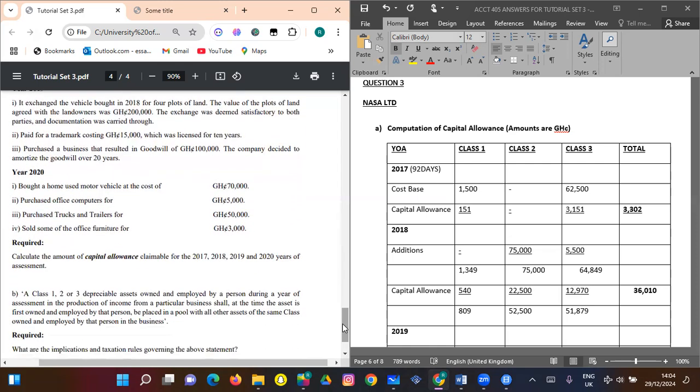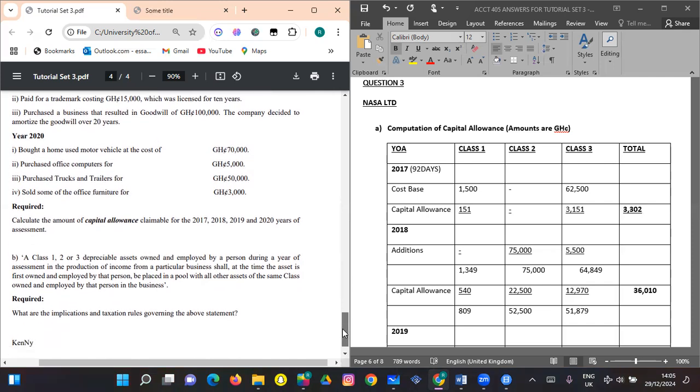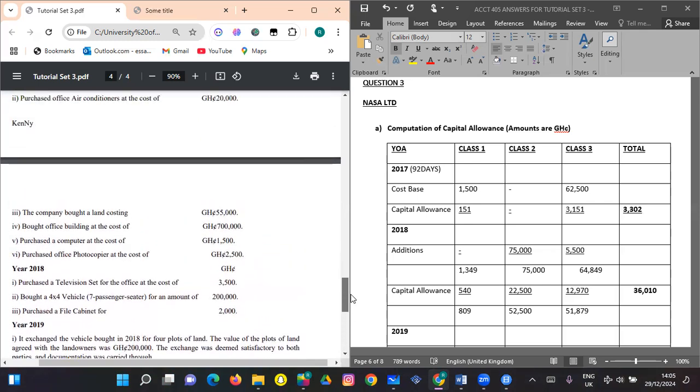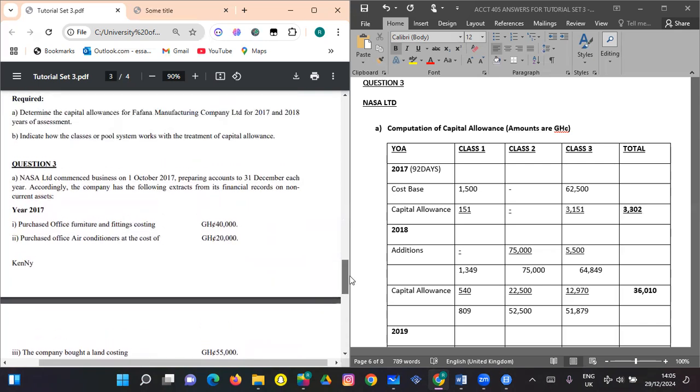Then the B part is: a class 1, 2, 3 depreciable asset owned and employed by a person during a year of assessment in the production of income from a particular business shall, at the time the asset is first owned and employed by the person, be placed in a pool with all other assets of the same class owned and employed by that person in the business. What are the implications and taxation rules governing the above statement? So let's quickly dive into this and let's move on.